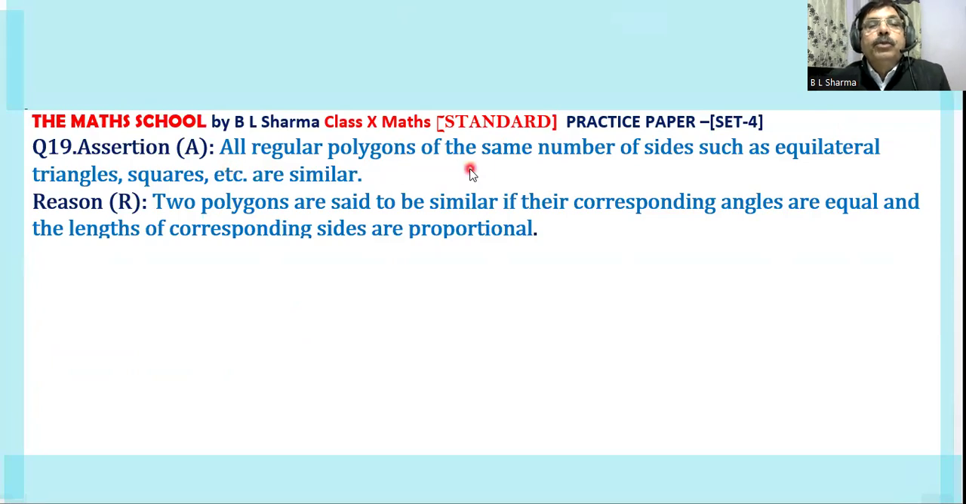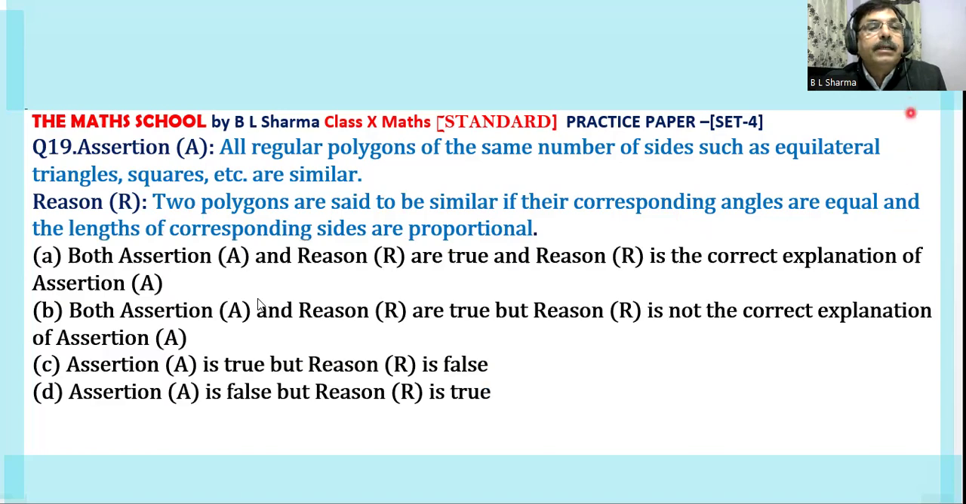Assertion reason questions. All regular polygons of the same number of sides, as equilateral triangle, square, etc., are similar. Yes. Regular polygon means all sides must be equal and all angles are also equal. For equilateral triangle, all sides are equal and each angle is 60 degrees. For square, all sides are equal and each angle is 90 degrees. So the assertion is correct. Then what is the reason? Two polygons are said to be similar if their corresponding angles are equal and lengths of corresponding sides are in proportion. Yes, ये तो rule ही होता है. So both A and R are correct, and R is the correct explanation of A. So A is the correct answer.